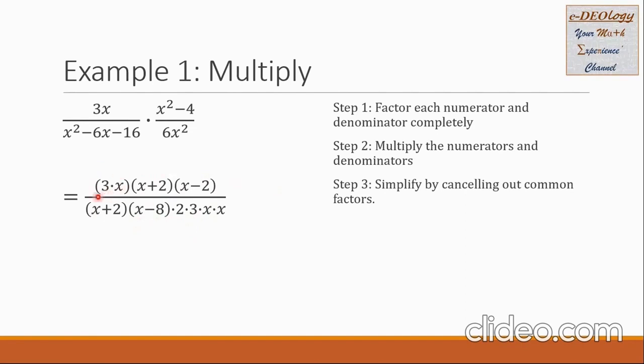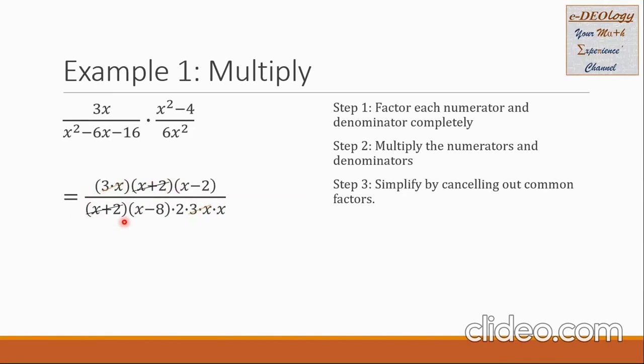The 3 times x here, we can cancel out with this 3 times x here. The x plus 2, there is a counterpart of x plus 2 in the denominator. So we can cancel those terms. You see here, the 3 times x is cancelled with this, and the x plus 2 is also cancelled in both the numerator and in the denominator.